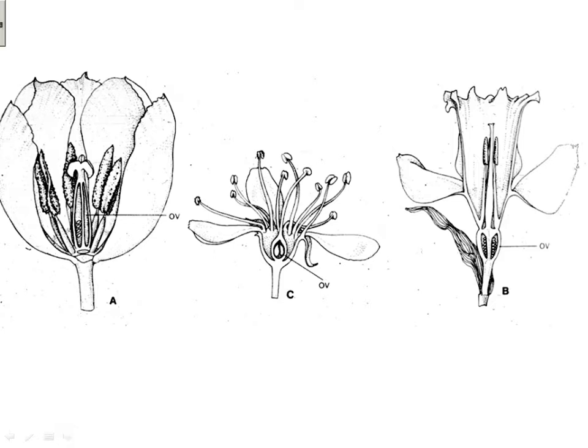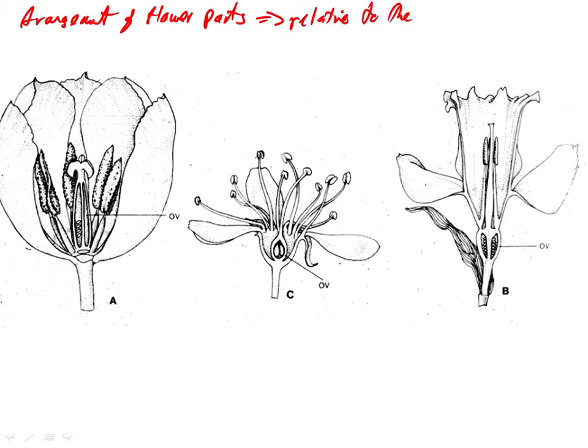The arrangement of the flower parts, and especially the arrangement of the flower parts relative to the gynoecium. There are three possible relationships. So if we look here, I'm going to outline the gynoecium in red in these cases. There's the gynoecium. Here's the gynoecium. The middle case is the most problematic, so we'll do that last. And here is the gynoecium. It's a little weird in this last case. Okay, so gynoecium in red.